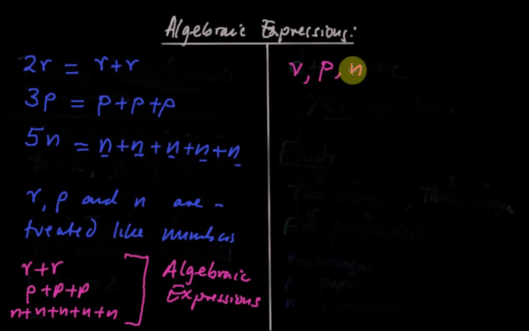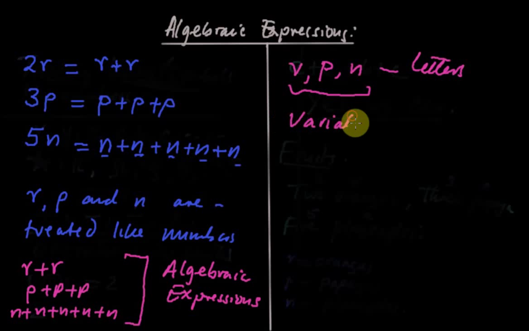P, and N. They are letters. We call them letters, but in mathematics we call them something else, because not always when you see R is it going to represent the orange. Not always is this P going to represent papaya. Not always is this N going to represent pineapple. It can represent anything else. So we call these letters variables. We call them variables because they can change. I mean, they can represent different things.